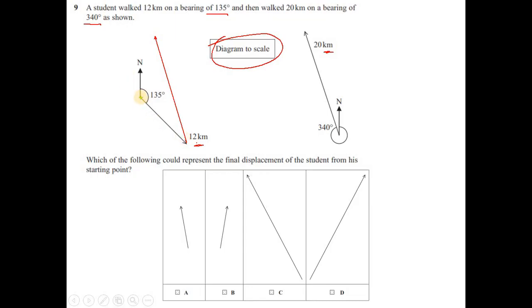So this is your resultant vector R, or resultant displacement. So your option is B.